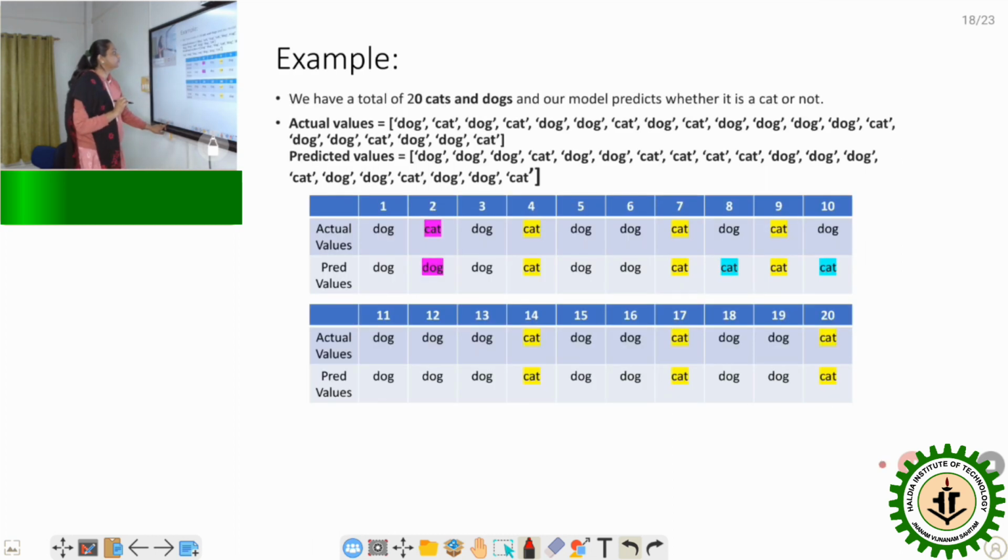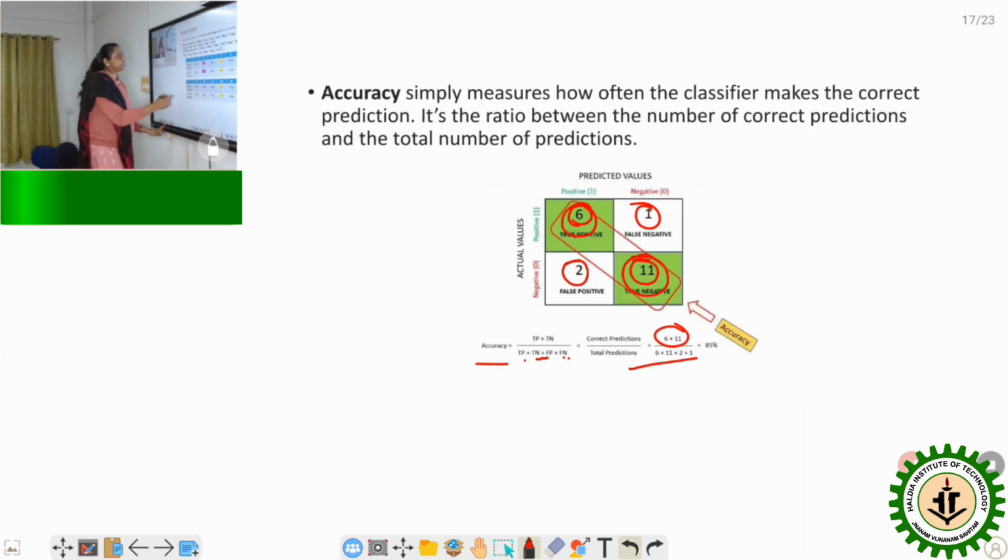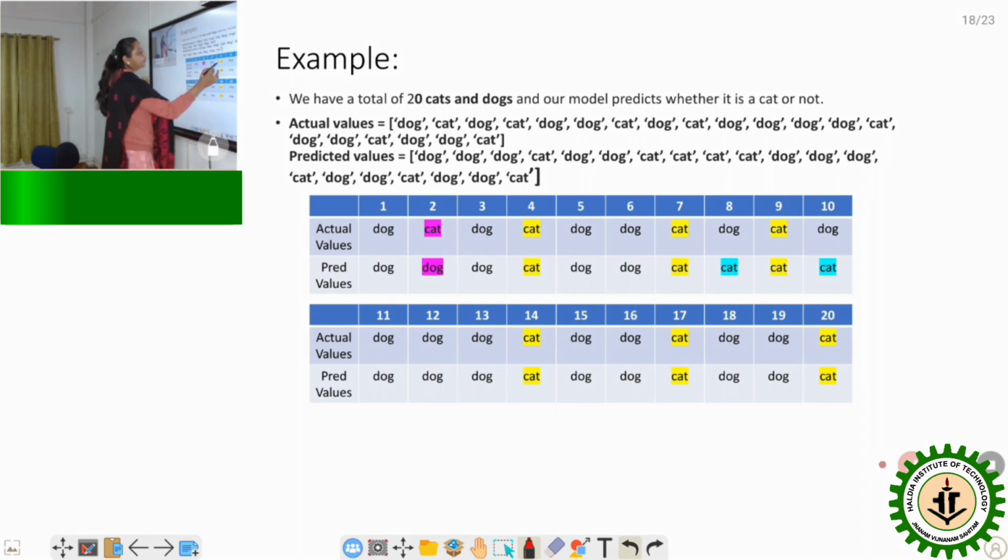Next we have the next metric. Now let's consider this using an example. We have this actual value. The problem is that we have 20 dogs and 20 cats, and we have to predict whether it is a cat or not. From the earlier example, here we will have the cat and we are getting a cat. So our target is to predict whether this is a cat or not.